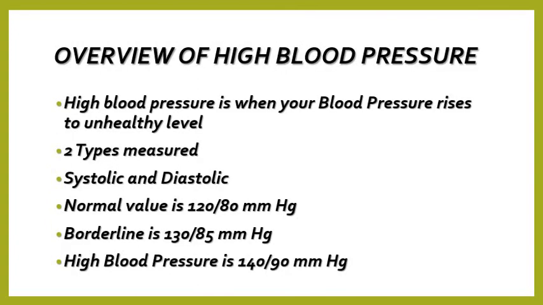So your blood pressure is regarded as high when it rises to an unhealthy level. There are two types of blood pressure that we measure, systolic and diastolic. The systolic blood pressure is the pressure at the moment the heart pumps the blood into circulation, and diastolic blood pressure is the pressure when the heart relaxes and takes in blood. The blood pressure is measured in millimeters of mercury. Normal value is around 120 over 80 millimeters of mercury. 130 over 85 is regarded as borderline, and 140 over 90 is called hypertension or high blood pressure.